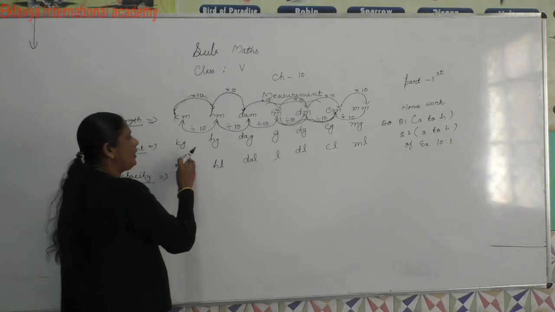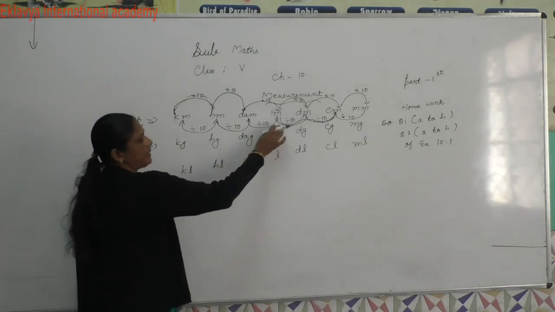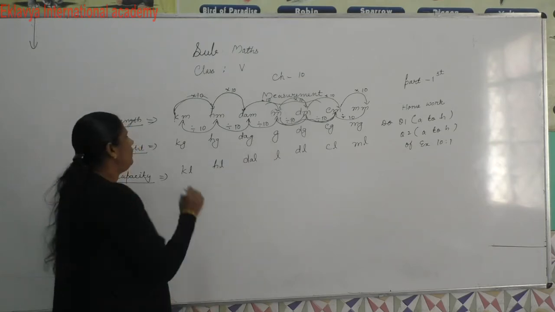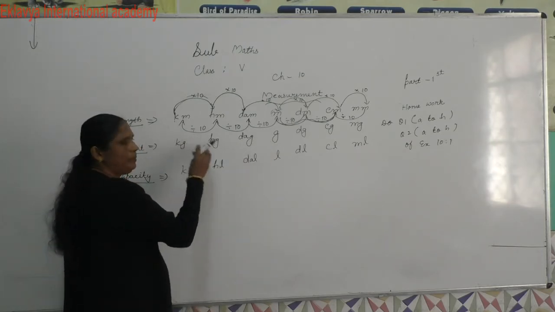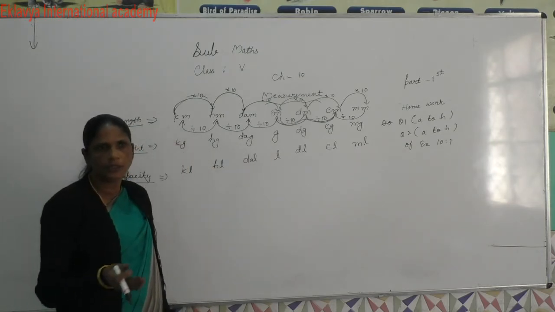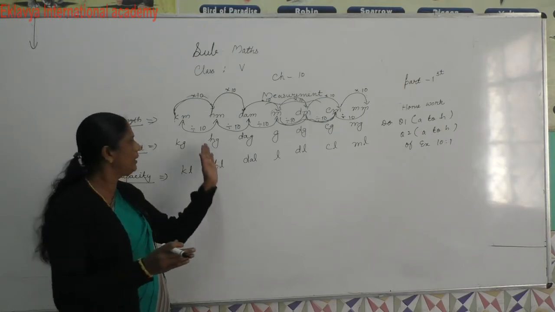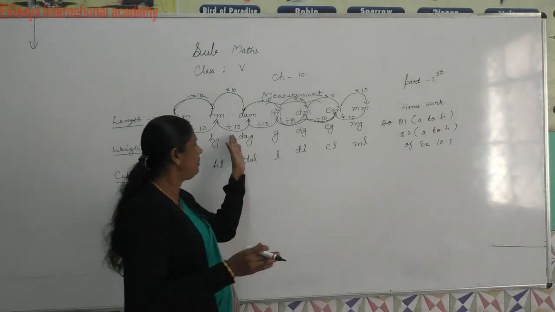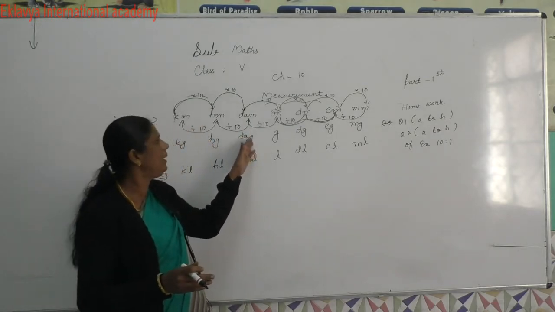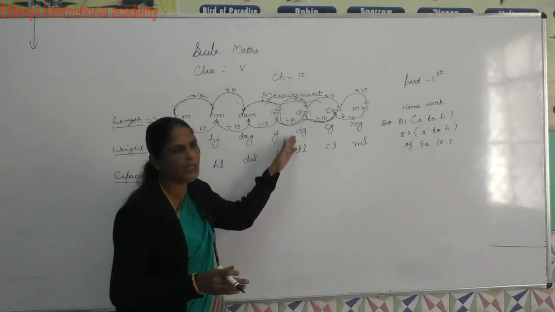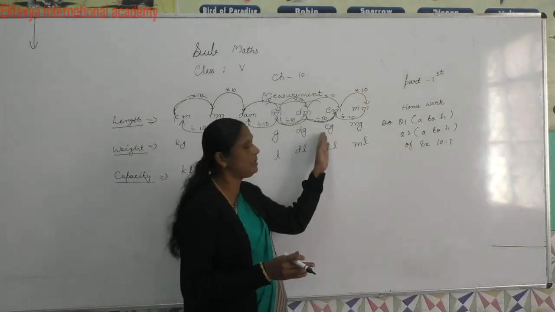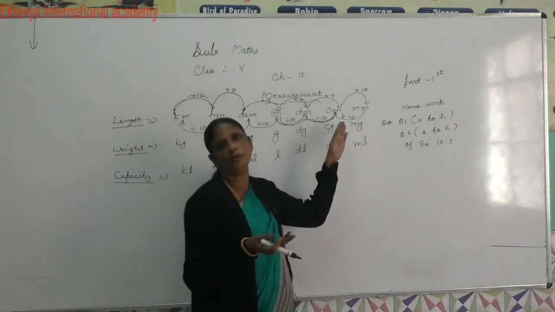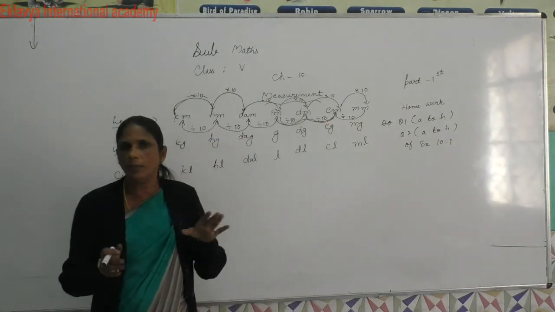Then kilogram, the basic unit is gram. Here the basic unit is gram. We move in kilogram to next unit, we multiply. Then hectogram to decagram, we again multiply. Decagram to gram, we multiply. Gram into decigram, we multiply. Decigram into centigram, we again multiply by 10. Then centigram to milligram, we again multiply by 10.